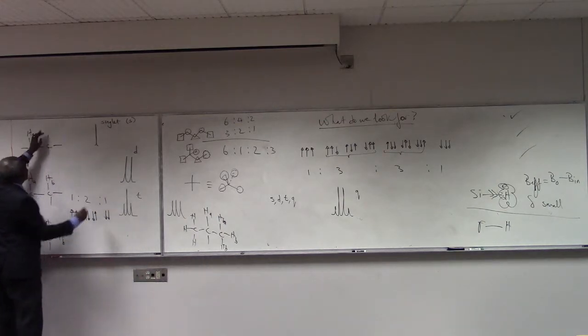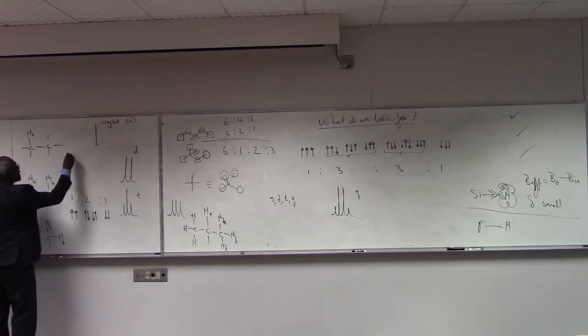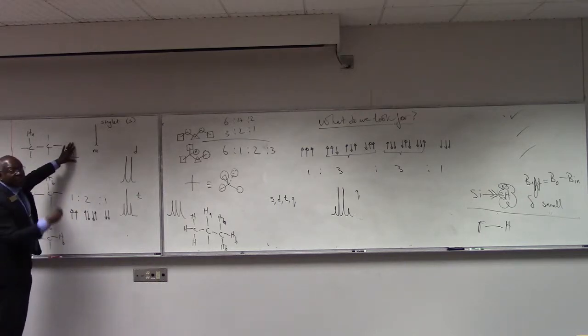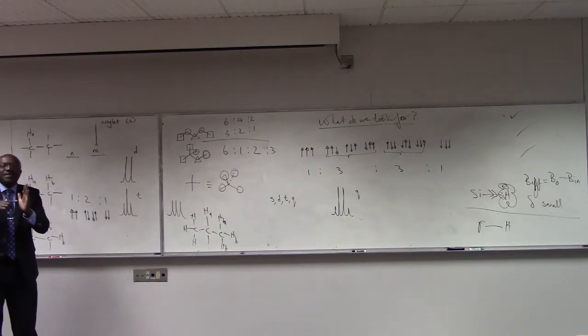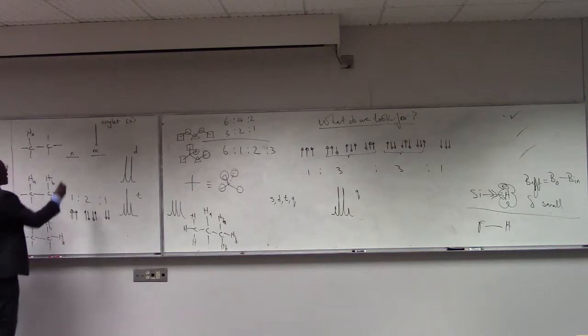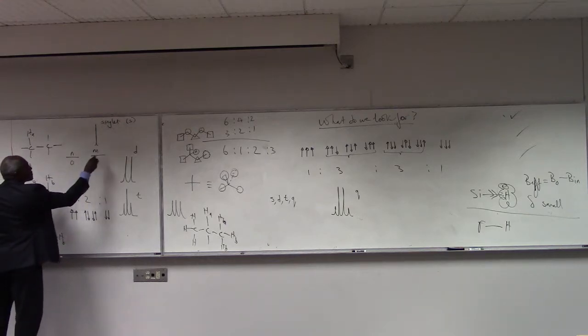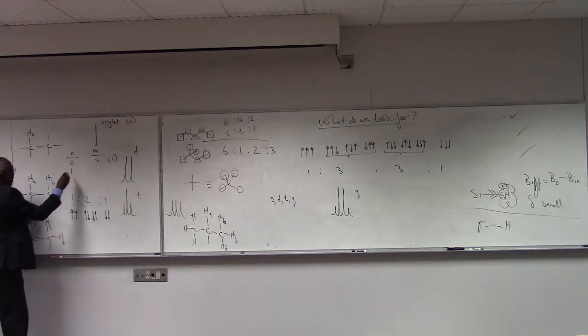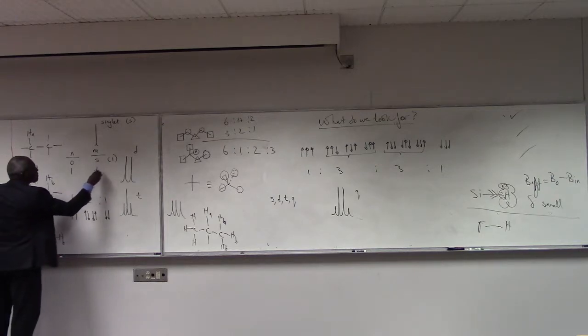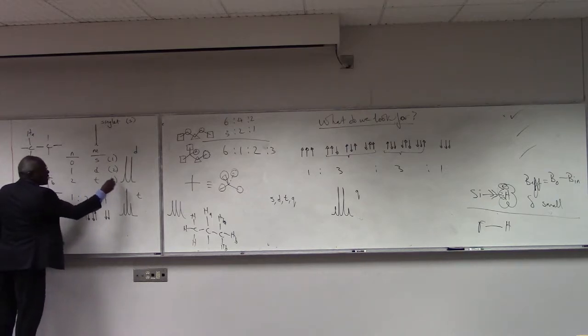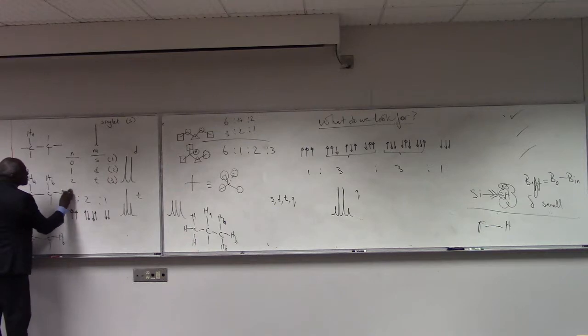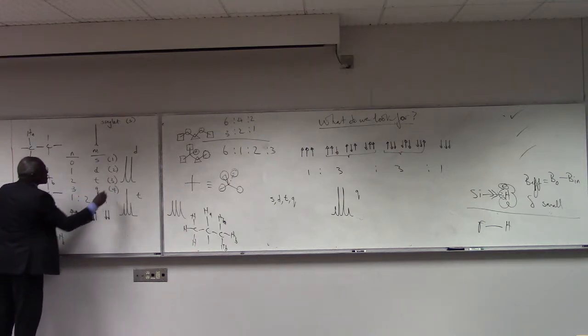If n is my number of neighbors, m is my multiplicity. So n is the number of neighbors on the adjacent carbon, m is my multiplicity, the number of peaklets in the signal. If I have 0 neighbors, I am a singlet. If I have 1 neighbor, I am a doublet. If I have 2 neighbors, I am a triplet, 3 peaklets. If I have 3 neighbors, I am a quartet, 4 peaklets.